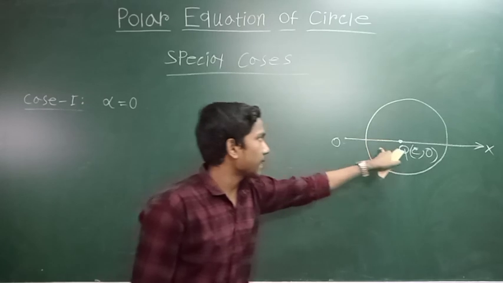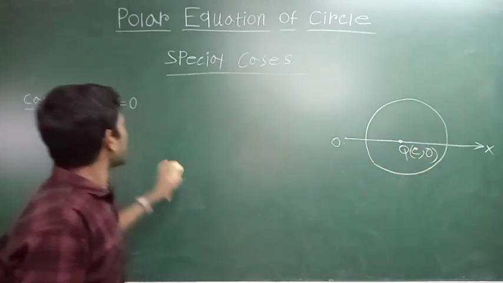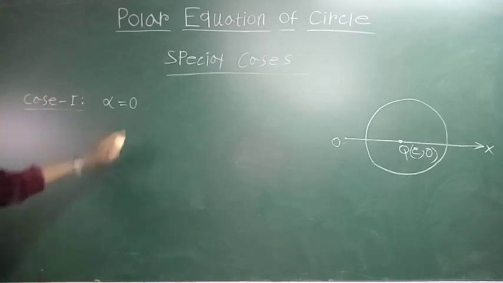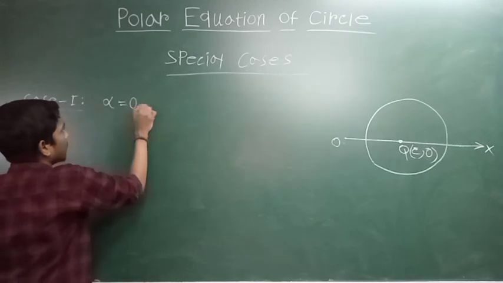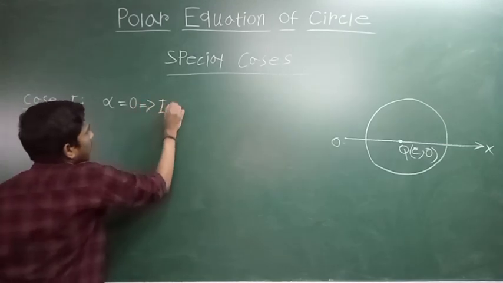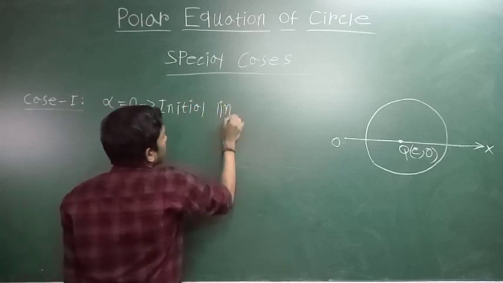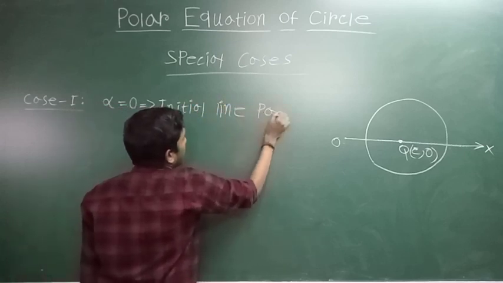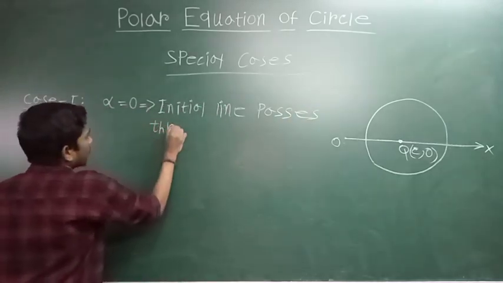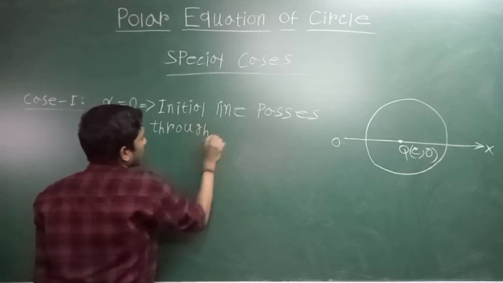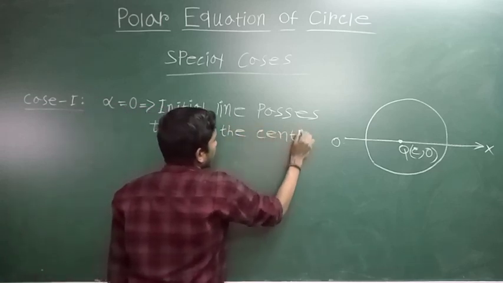Because this angle alpha becomes 0 here, the coordinate of the center is C comma alpha. This means when alpha becomes 0, it implies that the initial line passes through the center of the circle.